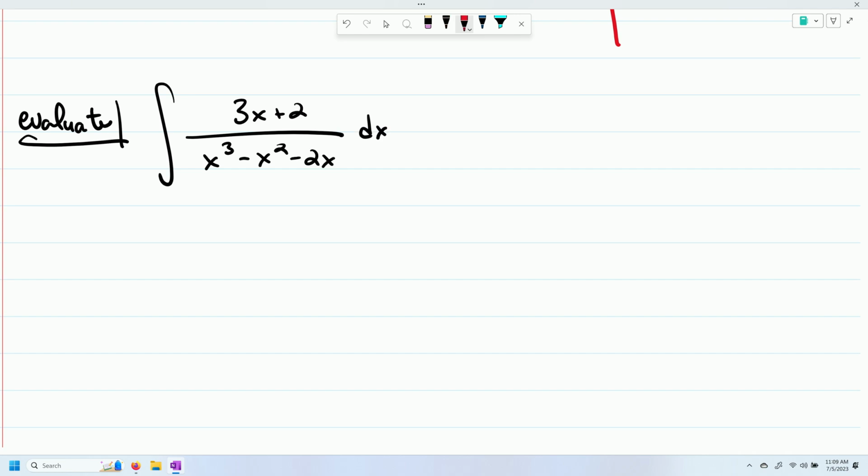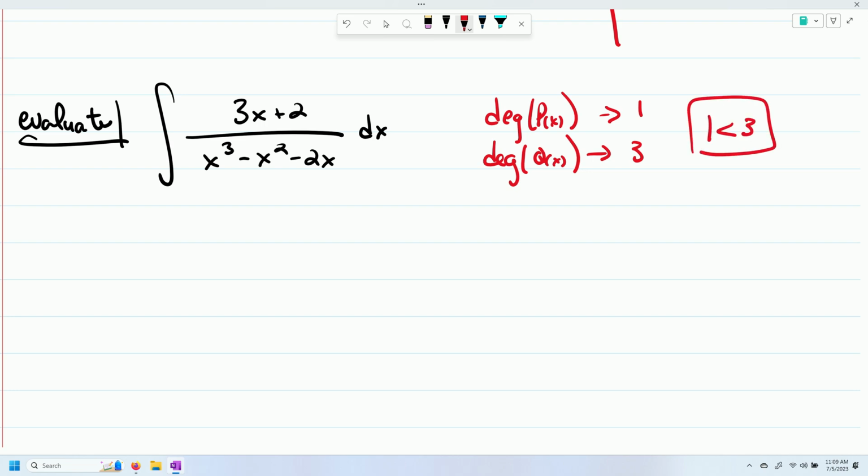So if we just look at what we have here, remember, look at the degrees first. The degree of the numerator, so the degree of p of x, is 1. Our degree of q of x is 3. So in this scenario, 1 is less than 3. So we're going to be thinking partial fraction decomposition. You could go ahead and try to use u substitution on this. It's not going to work.